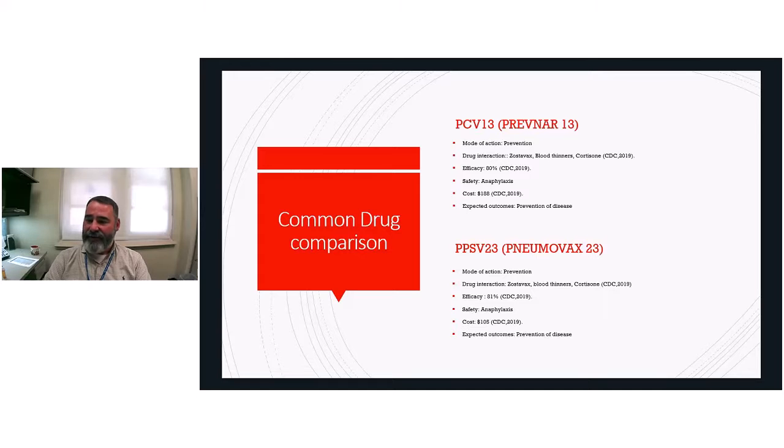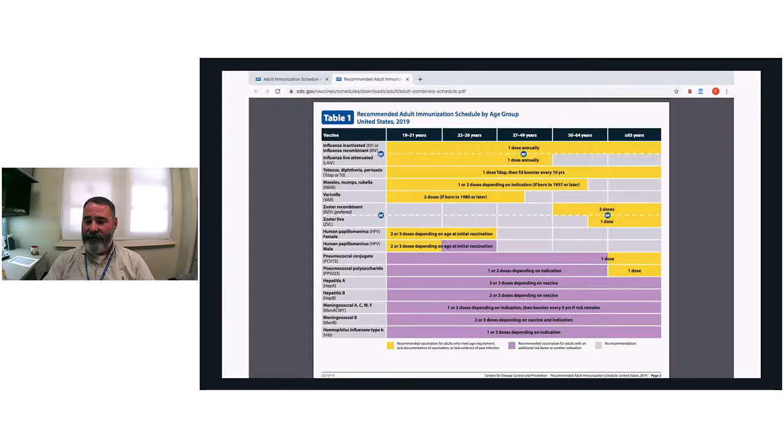The costs between the two average $188 for the 13 and about $105 for the 23. Both of them have an expected outcome of disease prevention. Now, the main difference between the 13 and 23 is PCV13 protects you against 13 of the most common strains of pneumonia, whereas PPSV23 protects you for 23 of the most common strains of pneumonia.